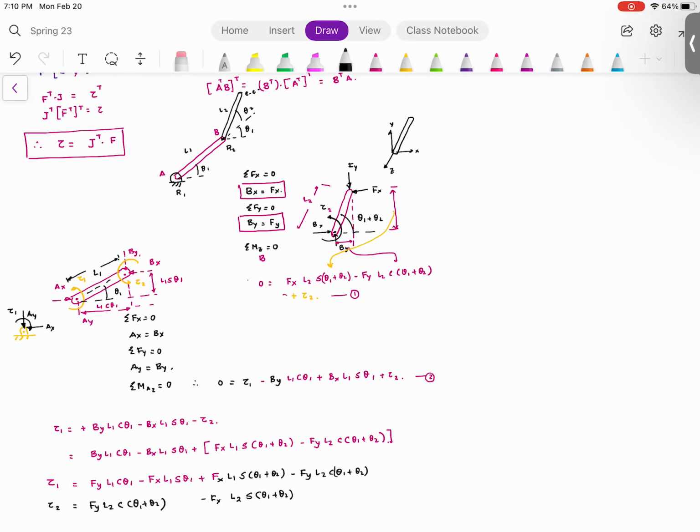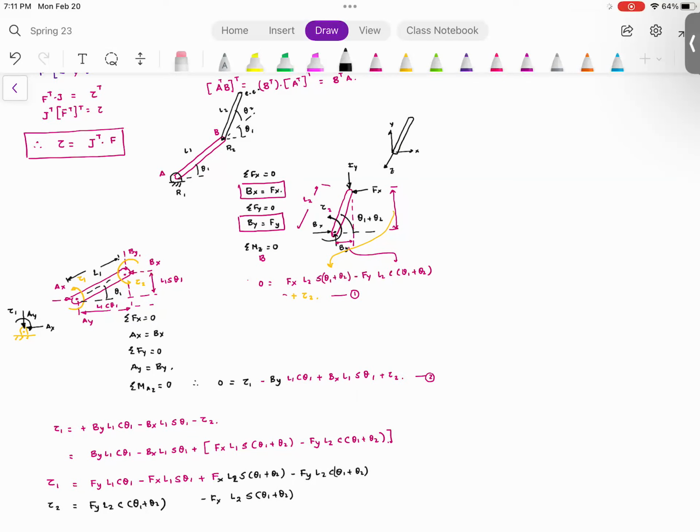What is important? Yeah. Sir, for the tau 1, the third term, I think it will be L2, right? Tau 1, the third term. L1? This one? Yeah, L2. Good.